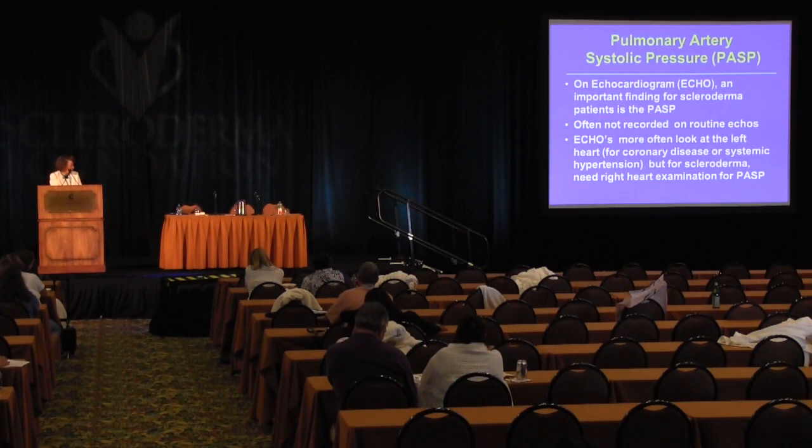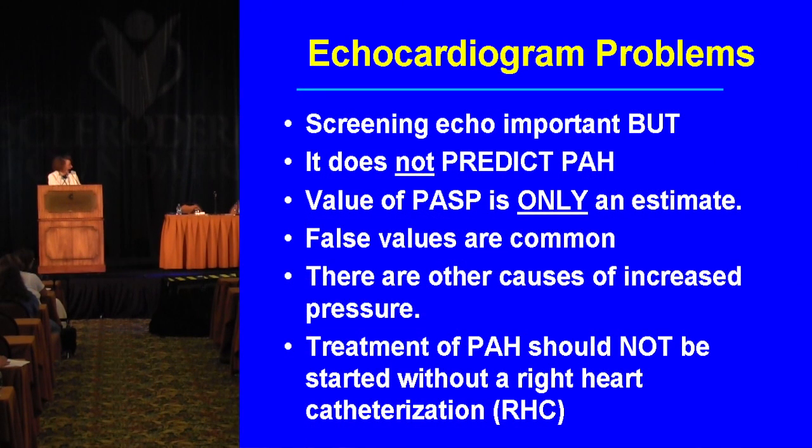And other problems include the fact that it's a calculated measure, and so when they do it, they're measuring one thing on the echo, then they have to multiply it and divide it, so a little bit of inaccuracy can have a big difference in the measurement that you have.